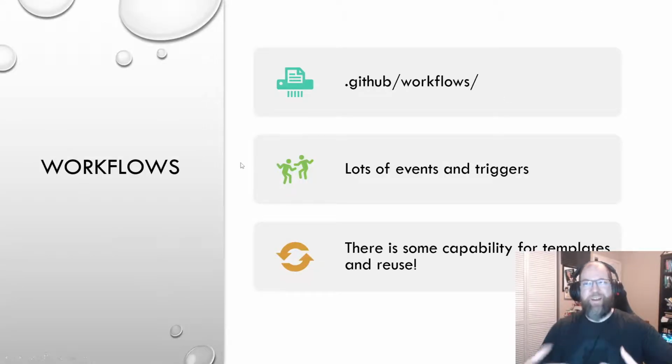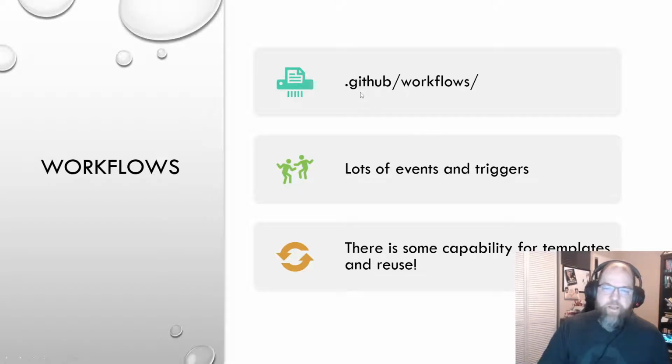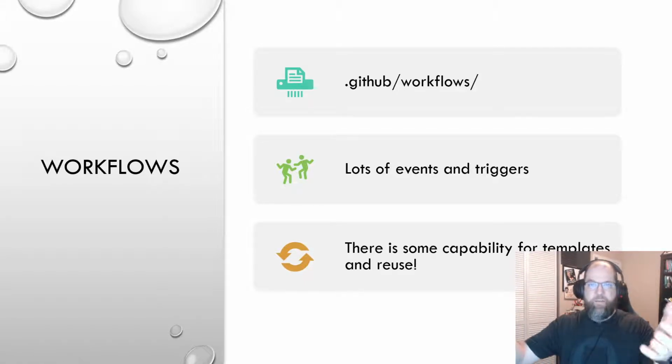So let's actually dive into workflows. Let's really understand what's happening. They all live inside your .github folder slash workflows. Any repo, if you create a workflow, they live in .github workflows. Now there are templates that you can set at an org level or a repo level, where you say, I want to make a new workflow based on this template. It'll copy it and then you can edit it.